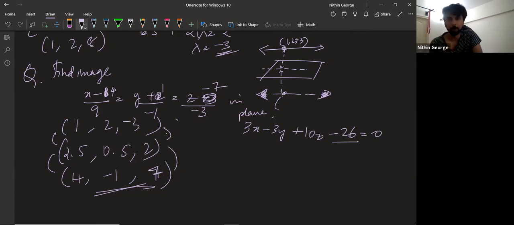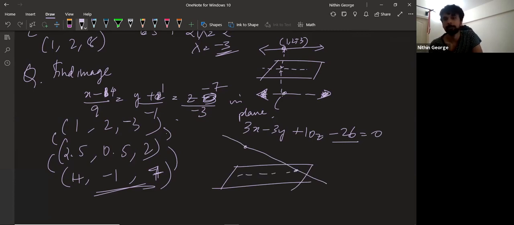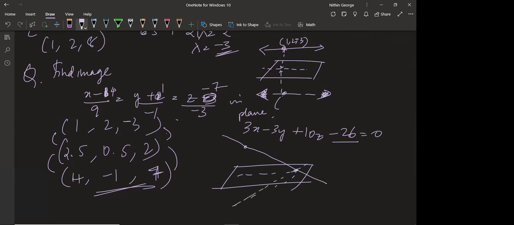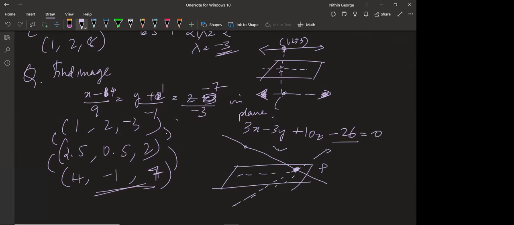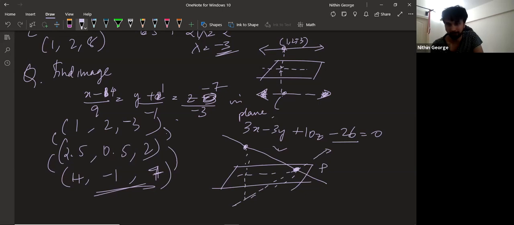Now, what would have happened if the plane was here? There was a line that actually intersected the plane, and you were asked to find the image. What would you do? We'll take a point. We'll find the intersection point between the line and the plane. Yes, sir. And then we'll put the point in the equation of line. Exactly.